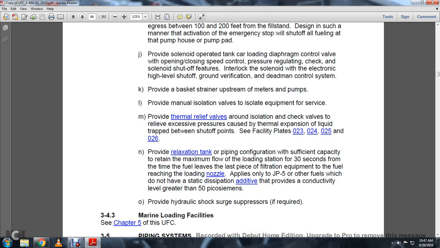Provide relaxation tank of the pipe configuration sufficient capacity to maintain the maximum flow loading station of 30 seconds at a time of the fuel for the last piece of the filtration equipment. The fuel reaching the loading nozzle applies only to the JP5 and other fuels that do not have the static dissipation additives that provide the conductivity level greater than 50 picosiemens.